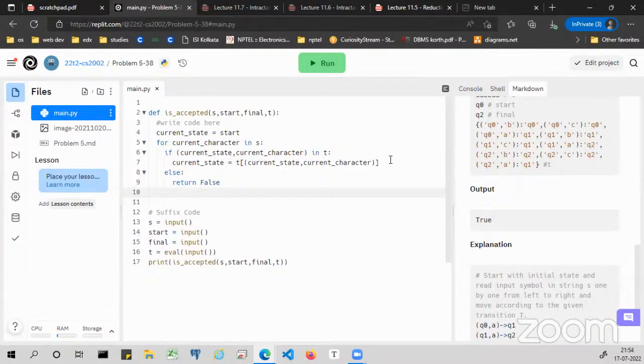And one more thing. I have to check whether at the end of this for loop, I have reached the final state, right? The state that I have currently reached is equal to the final state. If that is the scenario, then I would return true, correct? So that was it. Okay, so then I have to just rephrase it a little bit.